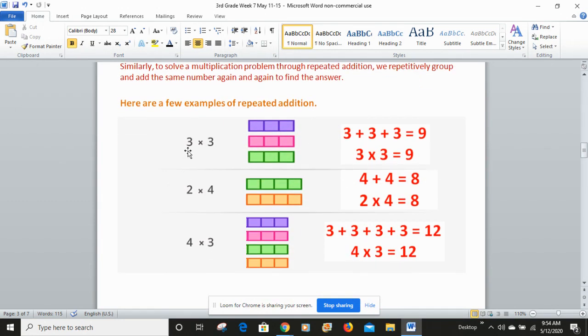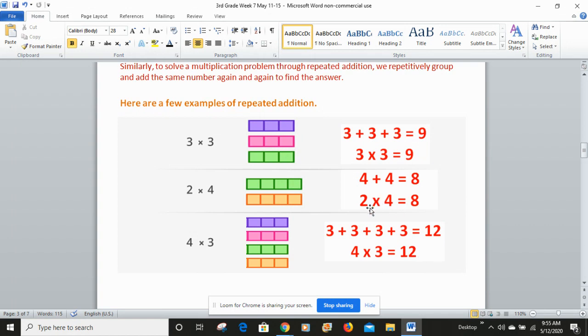Here we've got the basic fact 3 times 3, which we could say is 3 groups of 3. And we can write that as repeated addition, 3 plus 3 plus 3 equals 9, or the multiplication, 3 times 3 equals 9. Down here we've got 2 times 4, or 2 groups of 4. So I could write that repeated addition, 4 plus 4 equals 8, or 2 times 4 equals 8. And the last one here, 4 times 3, or 4 groups of 3. We can see 3 plus 3 plus 3 plus 3 equals 12, and the multiplication 4 times 3 equals 12.